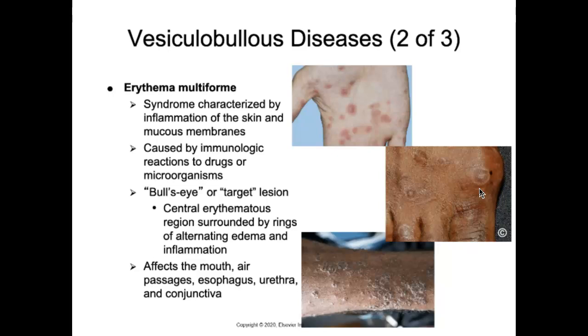And these lesions suddenly occur in groups over a period of 2 to 3 weeks. And we can also develop other lesions that don't have the target look to them. So you can kind of see these on the other side where they don't have that target appearance. And these tend to be more on the extensor surfaces. So here's the back of the forearm and here's the back of the hand. Although, yes, in this picture, we are seeing the palm of the hand. We can also see other areas being affected, such as the mouth, our air passages, esophagus, urethra, and conjunctiva.